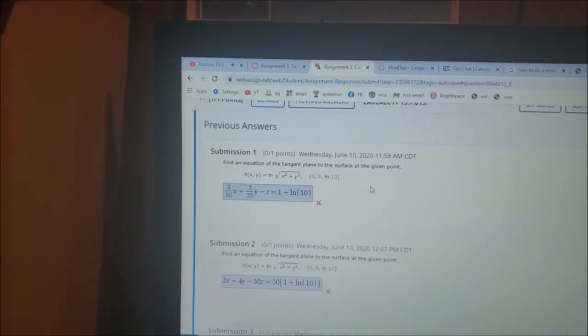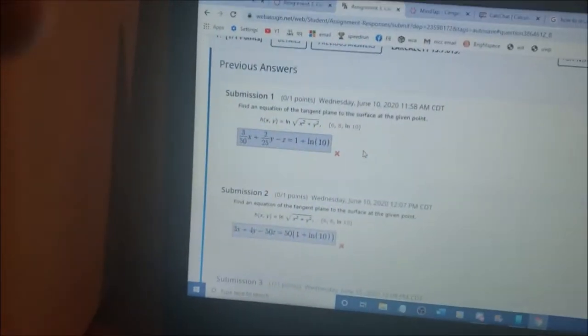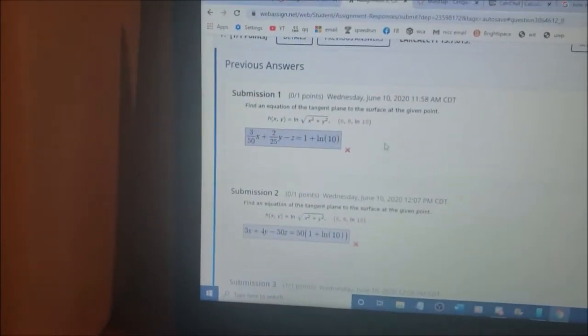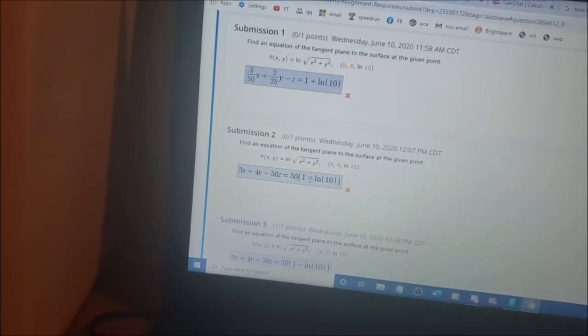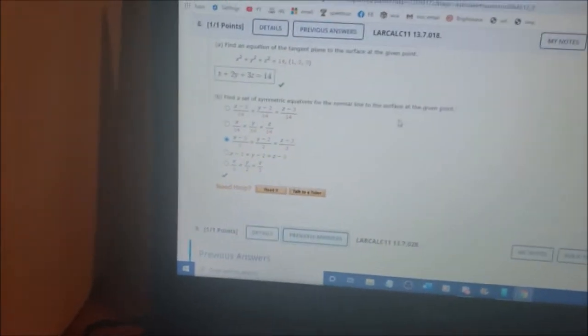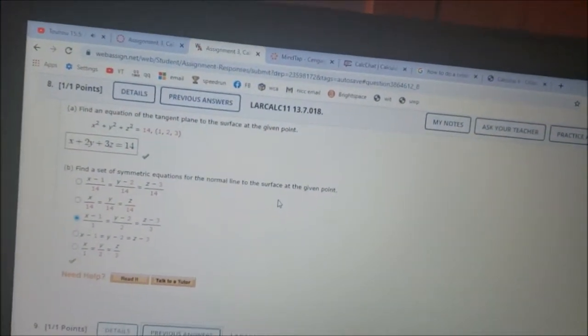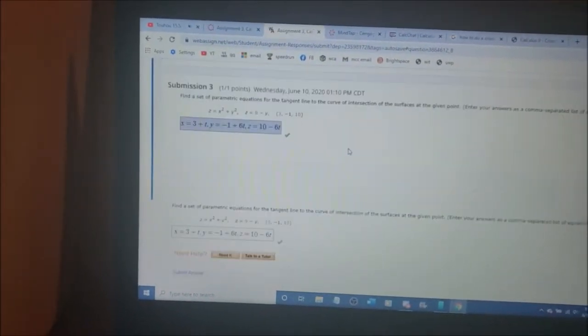So this one, I kept entering the wrong answer, and it took me forever to figure it out, but the only reason it was wrong was because I made a mistake, and this is supposed to be a minus sign instead of a plus sign. And then number 8 was one of the ones where I wasn't sure, but then it was actually very easy. I just looked at the example in the book, and I got the right answer first try. But number 9, oh my gosh, this one took forever.